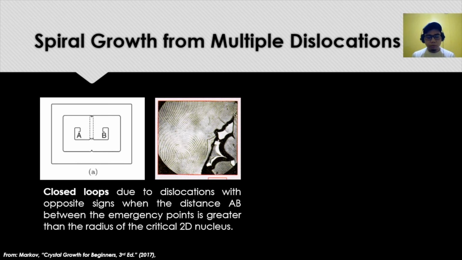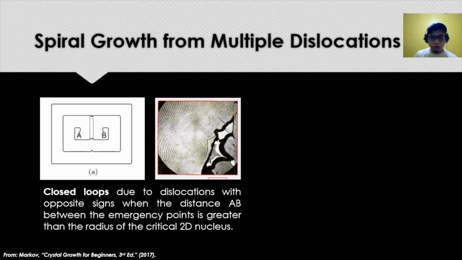Another topic I would like to discuss is spiral growth from multiple dislocations. We expect a difference in the nature of the growth spiral when there are multiple dislocations on the crystal surface. For instance, we have closed loops forming due to dislocations with opposite signs, meaning opposite directions of propagation. This happens when the distance AB, as denoted here in the figure, between the emergence points is greater than the diameter of the critical 2D nucleus, or 2 rho sub c.